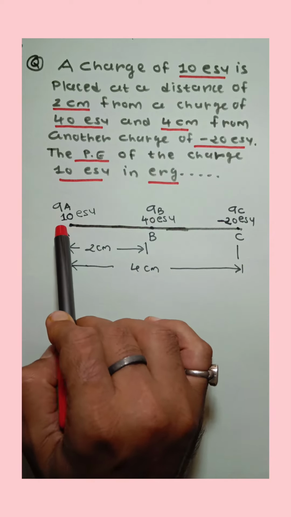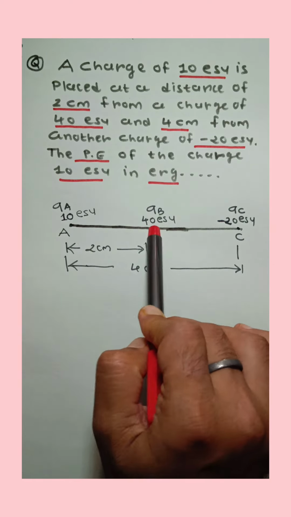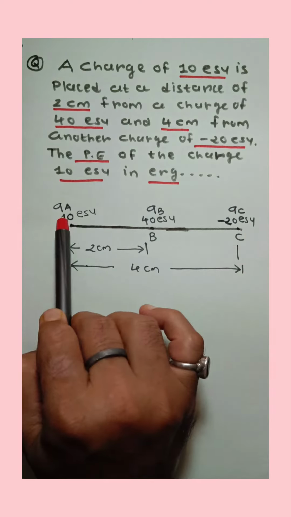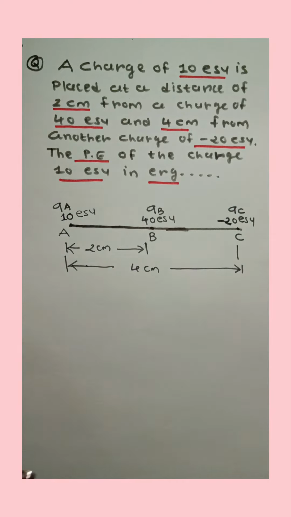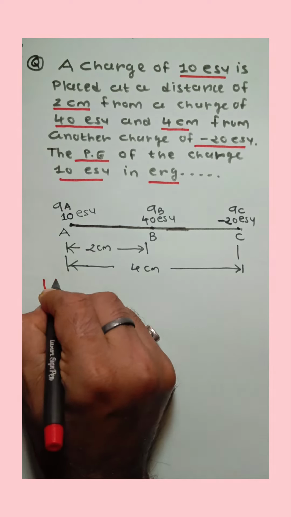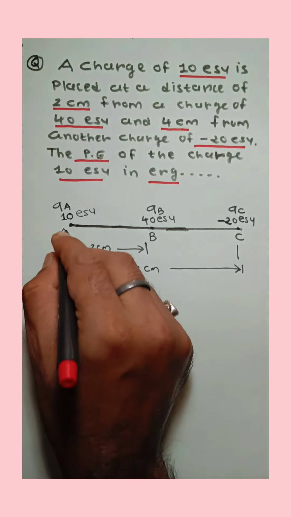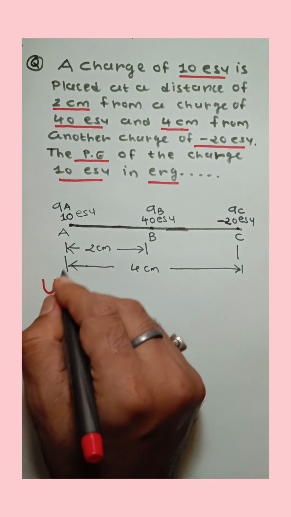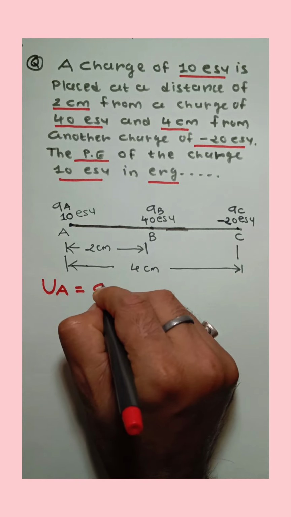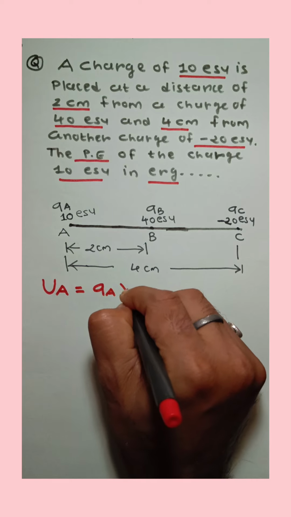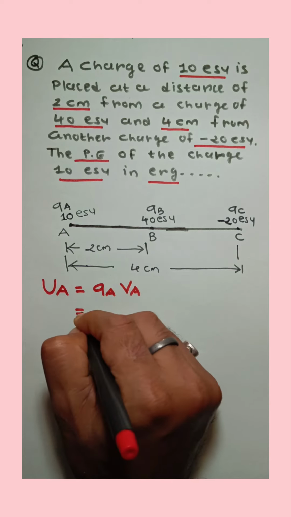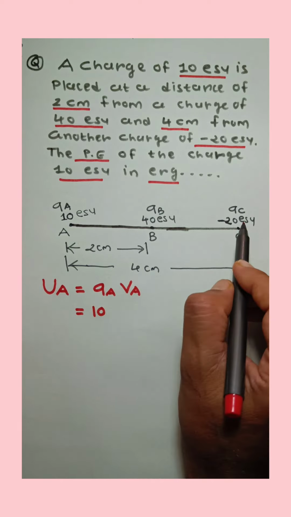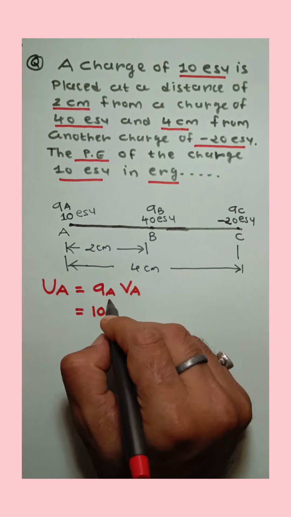Now see here, 10 ESU is placed at a distance 2 centimeter from 40 ESU and at a distance 4 centimeter from minus 20 ESU. Now, the potential energy of this 10 ESU charge placed at a point. So potential energy of 10 ESU, that is UA, is equal to QA into VA, where QA is 10 electrostatic unit. Here ESU is the electrostatic unit or CGS unit of charge.